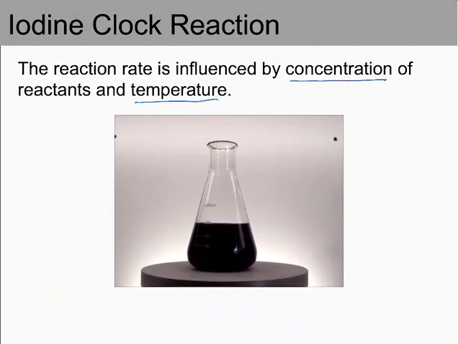So again, we could have influenced how quickly that mixture changed color by changing the concentration of the reactants. So maybe if we had added a little bit more of each reactant, it would have changed color more quickly. Or if we had increased the temperature, it might have changed more quickly as well. So rate can be influenced by different things.